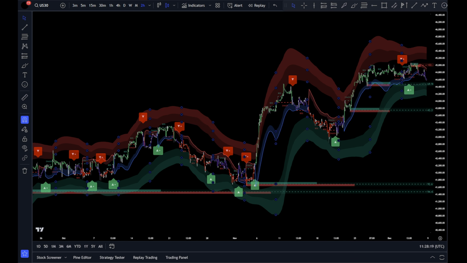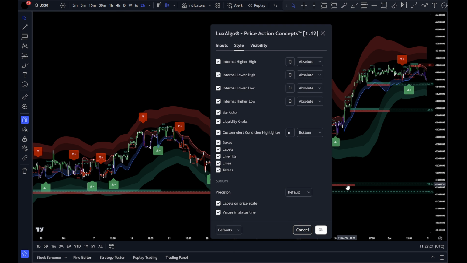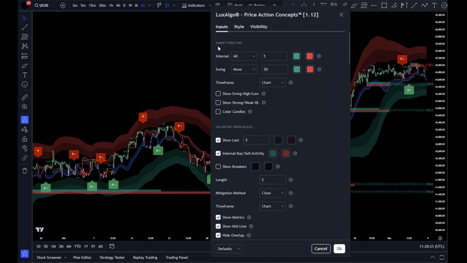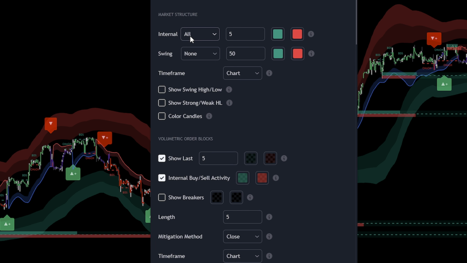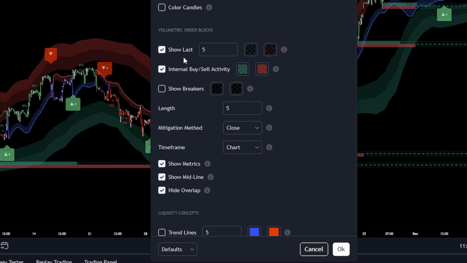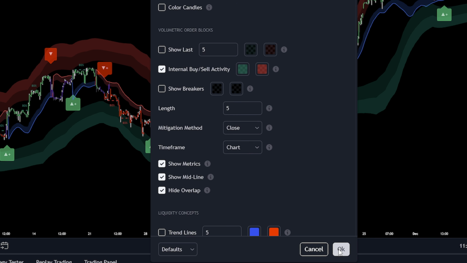Next, double-click the Price Action Concepts indicator to adjust its settings. We'll use only the internal market structure labels and need just the break of structure labels, so set this option to BOS. Finally, in the volumetric order block section, disable the Show Last option and click OK.